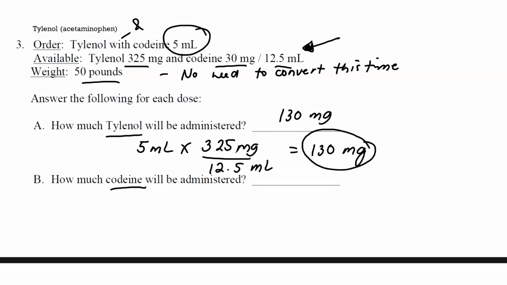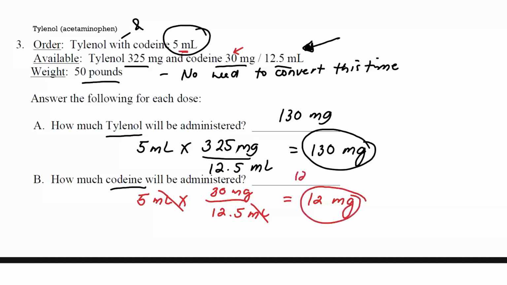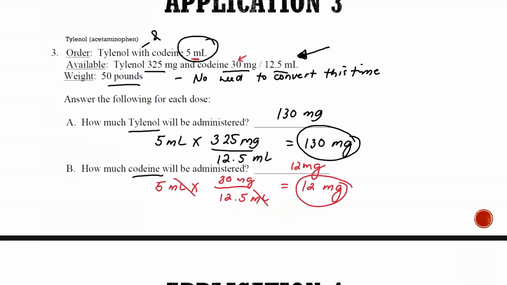So in 5 ml, we're giving 130 milligrams of acetaminophen or Tylenol. Next, we need to figure out how much codeine is in that 5 ml. It tells us that this is what's available: 30 milligrams in 12.5 ml. So start with the order, 5 ml, multiply by 30 milligrams over 12.5 ml. Cancel out, we multiply 5 times 30 divided by 12.5, we have 12 milligrams. So in 5 ml, there's 12 milligrams of codeine.